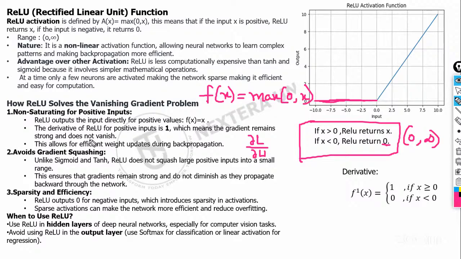So after overcoming the vanishing gradient problem, we can obviously use ReLU as an activation function in hidden layer. And moreover, it is zero-centered. So the convergence will also be fast. Because of this, we can use ReLU as an activation function in hidden layer.